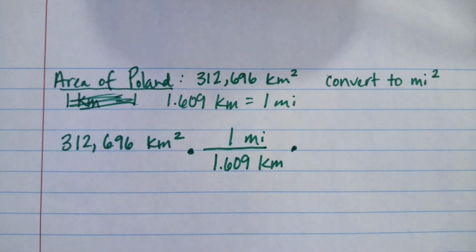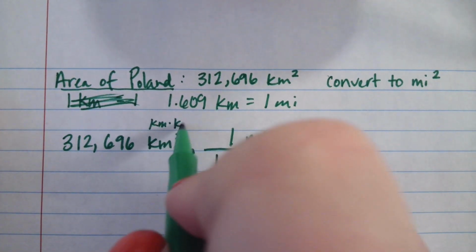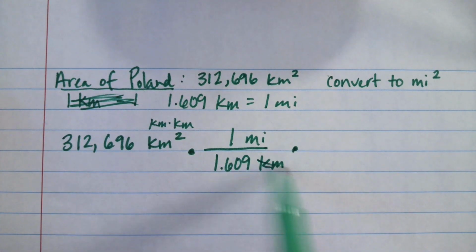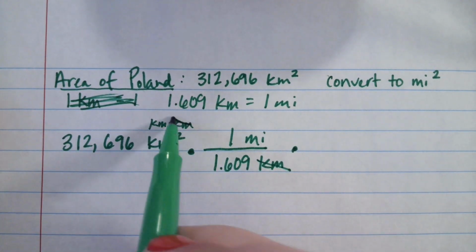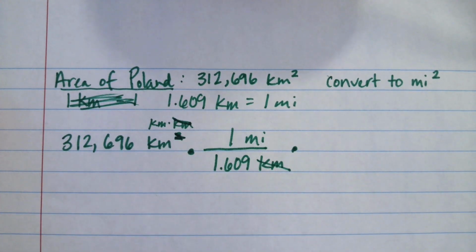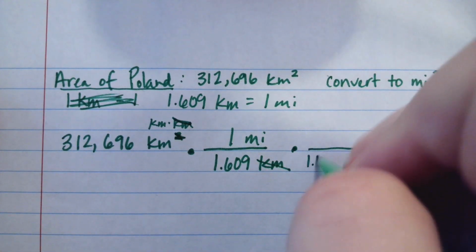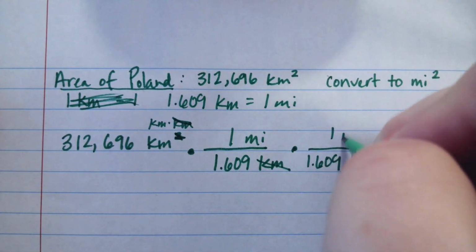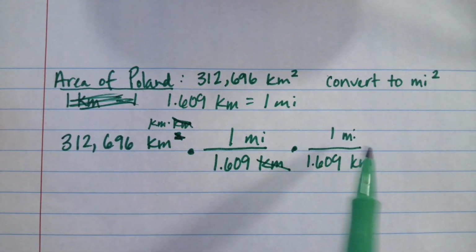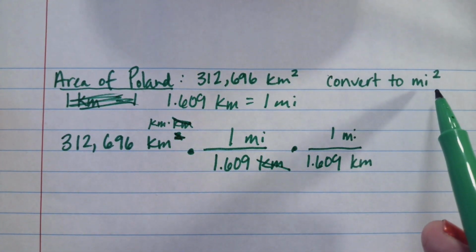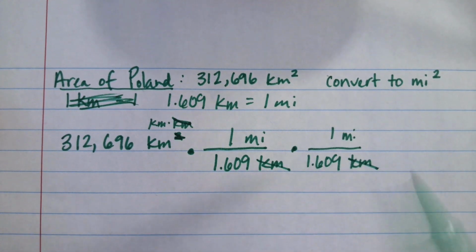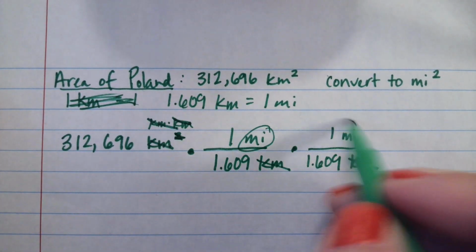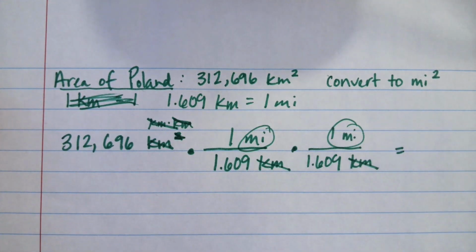And usually what we do here is we cancel out the units that cancel. But kilometers squared is the same thing as kilometers times kilometers. So when I cancel out kilometers, I'm only canceling out one of those. I'm leaving the other one, so I've got to do it again. I'm going to do 1.609 kilometers on the bottom again, 1 mile on the top, which is great because now I have miles times miles, which gives me miles squared, which is the unit I wanted. So kilometers cross out, and we've got miles times miles, which equals miles squared.